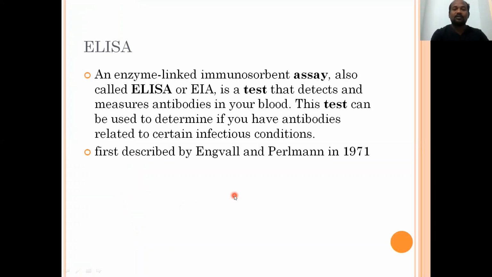So this video, the topic is about ELISA, enzyme-linked immunosorbent assay. Enzyme-linked immunosorbent assay, also called EIA, enzyme immunoassay. It is a test to detect and measure antibodies in a blood sample. So it may detect antibodies of HIV, hepatitis, or many more infectious agents.